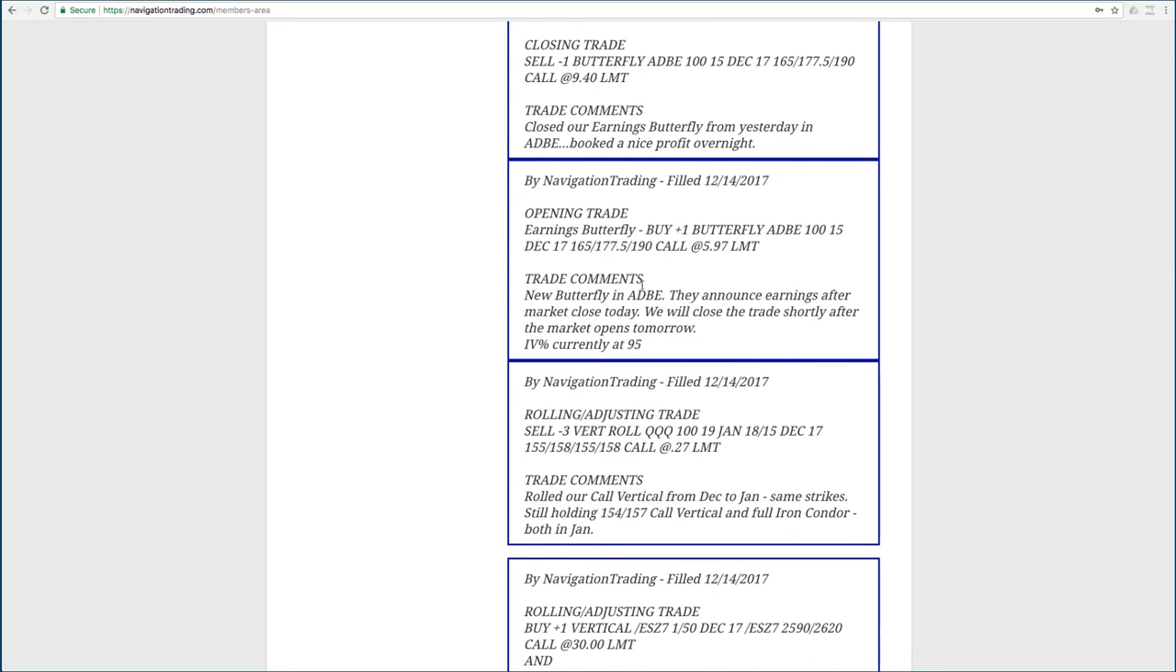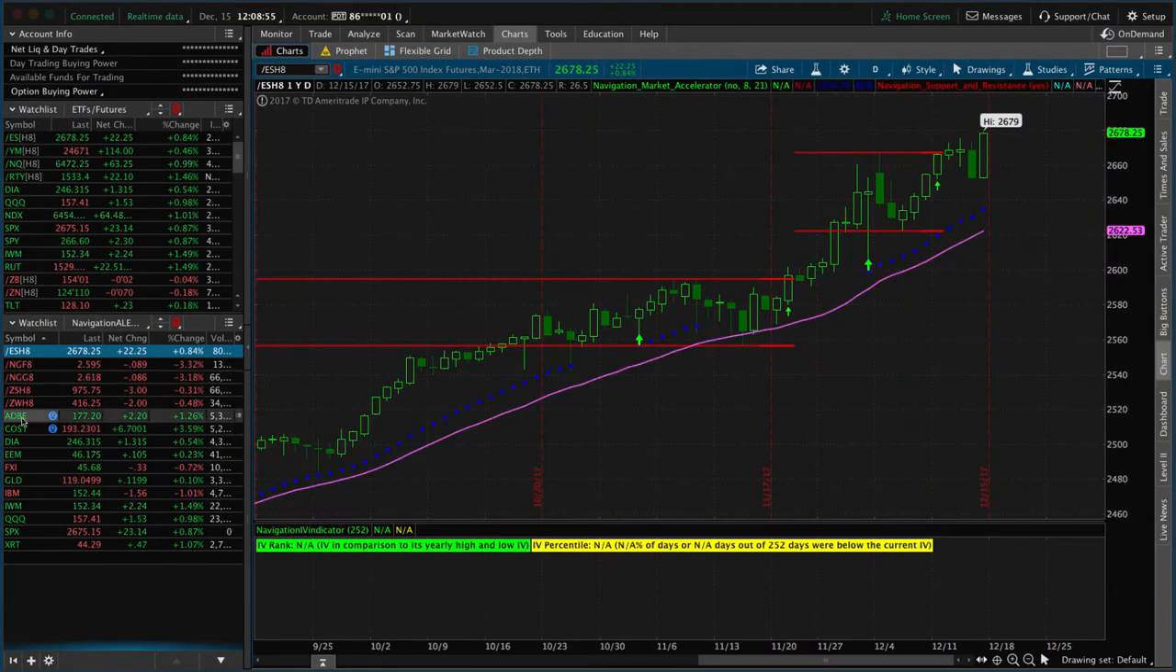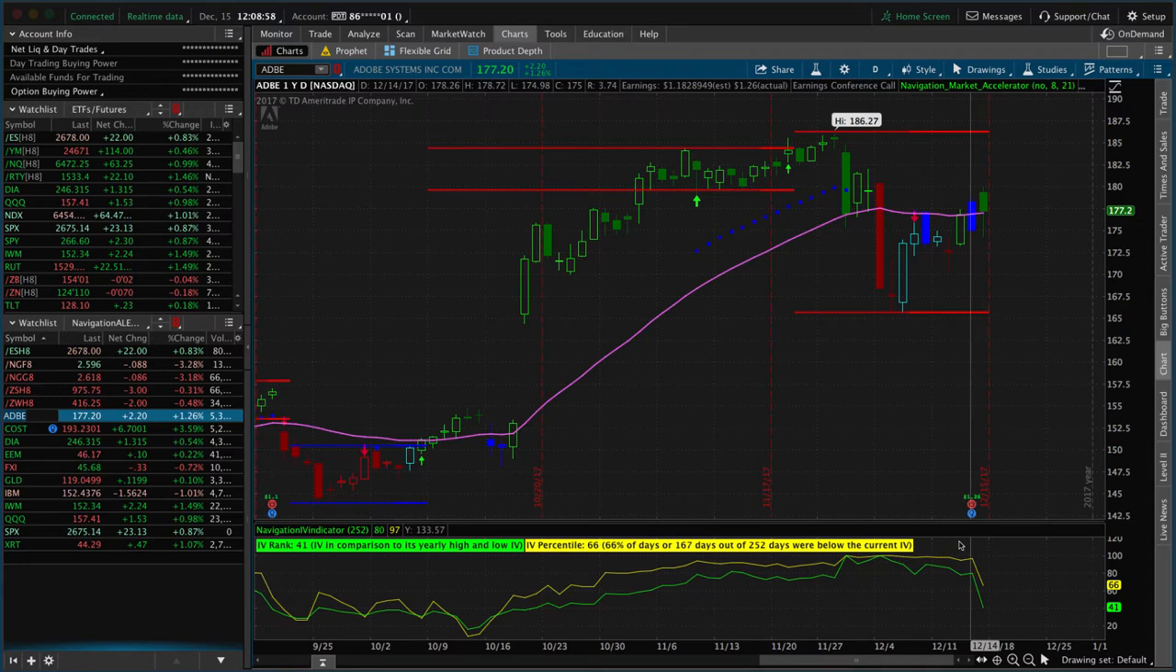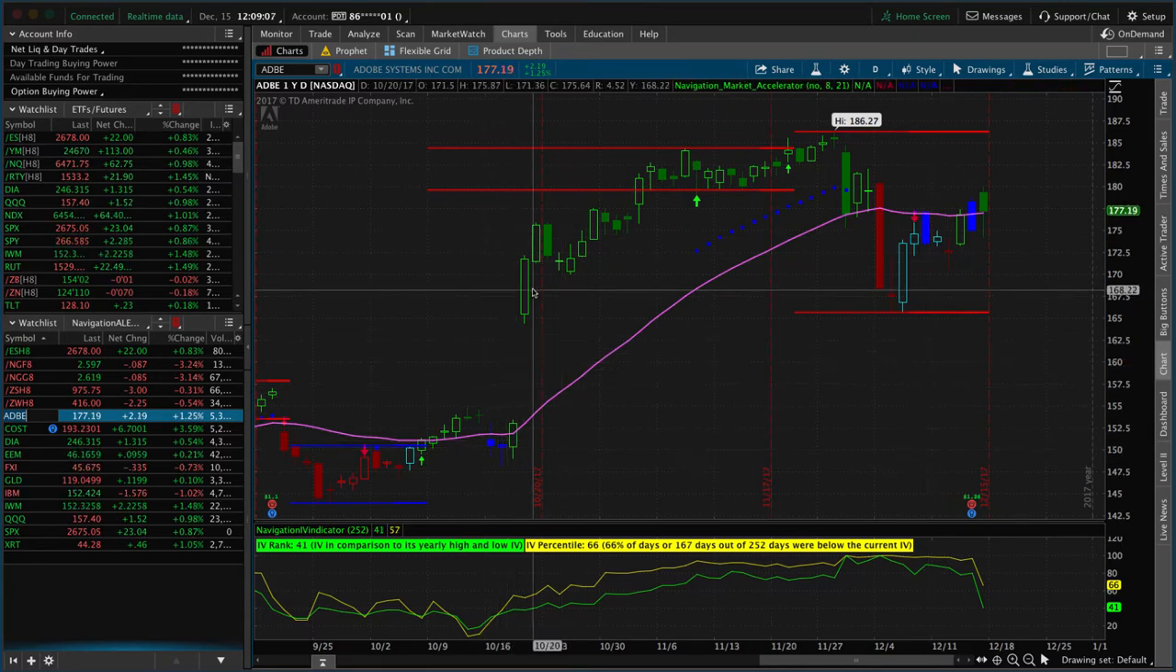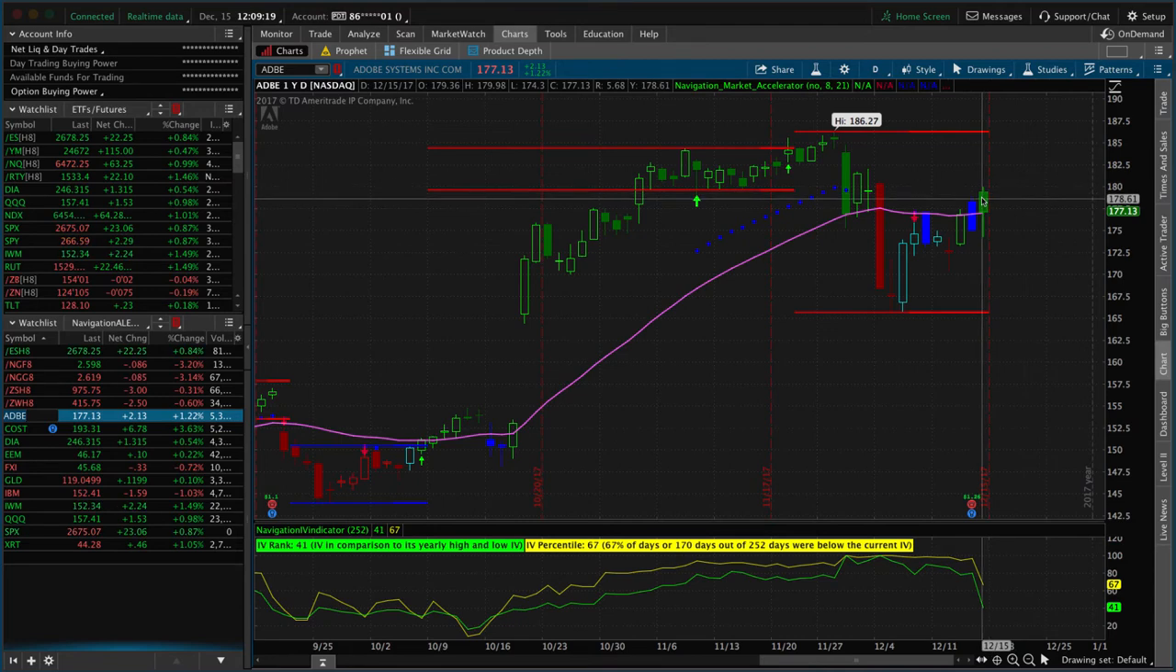Next trade was an earnings butterfly that we put on in Adobe. If we go to the chart in Adobe, we can see that right before earnings, implied volatility percentile was near 100, so really high. The anticipation was, after this big announcement that we got caught up in October, there was a lot of uncertainty around what the earnings would look like. A lot of times when that happens, all the fear is priced into the market. So we were able to get a really nice, big, wide butterfly spread on before earnings.